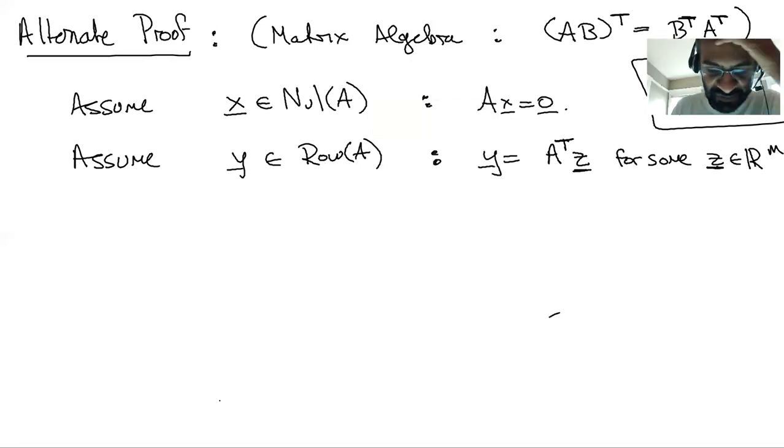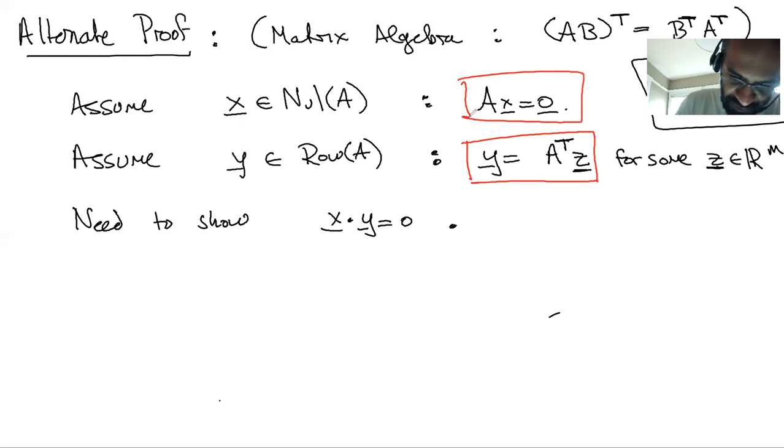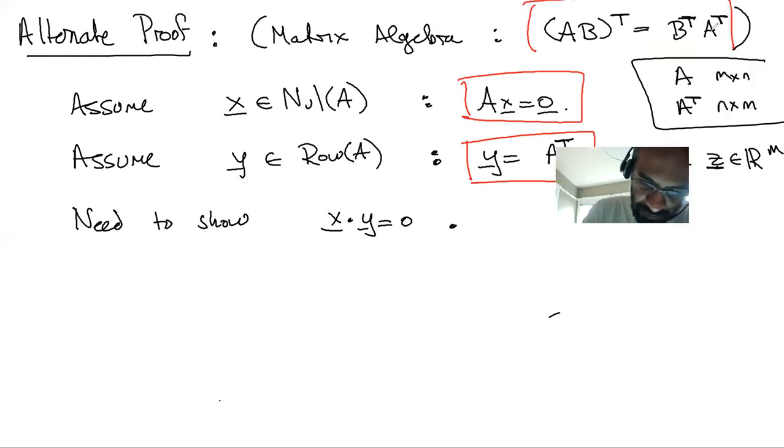Okay, so these are just definitions. And what I need to show is that these are orthogonal to each other, right? That would mean that these subspaces are orthogonal complements. So I need to show X dot Y is equal to 0. Since these are arbitrary vectors, if X dot Y is 0, then these are orthogonal complements. And now let's just do some algebra. We're going to have to use these two properties as well as this property.